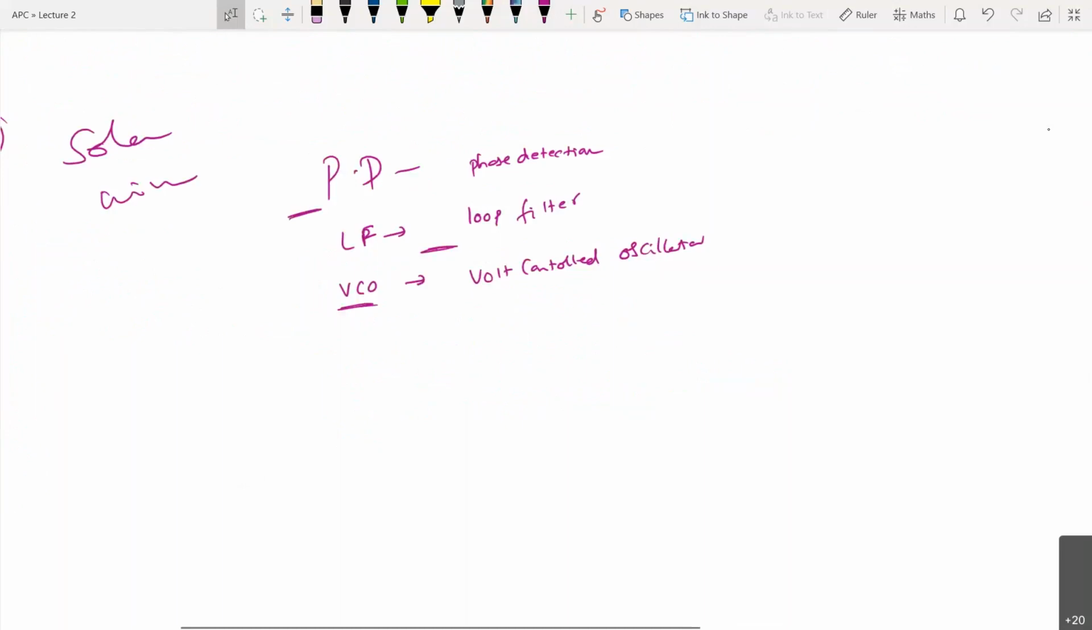We have different types of three-phase PLLs. One of the most common is the synchronous reference frame theory based PLL.